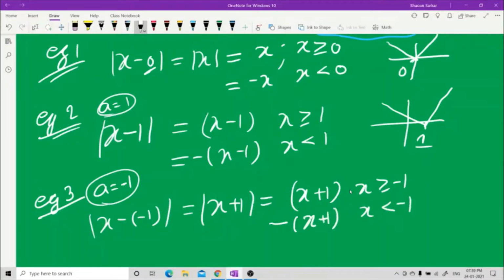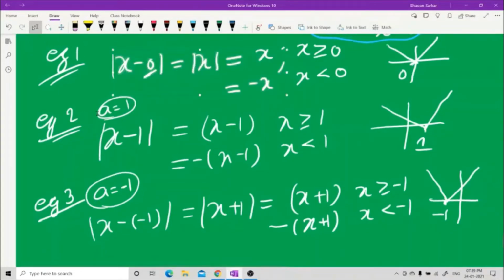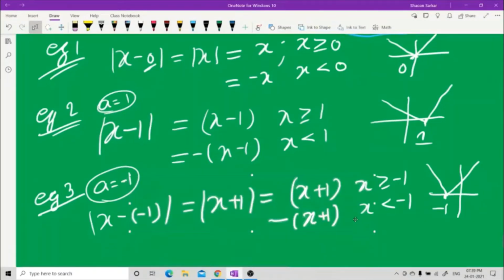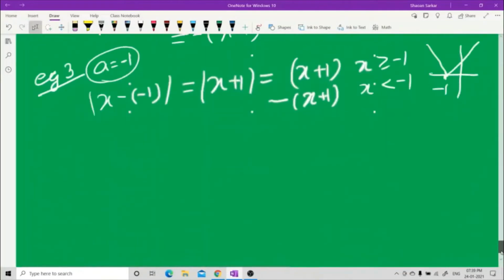Now how does it work? I'll take all the 3 examples again, and this is minus 1. This goes like this, goes like this. This is the graph. Now how does this work? See, how does this work? This one, or you take this one, or this one. How do they work? Wait a minute, let me show you.